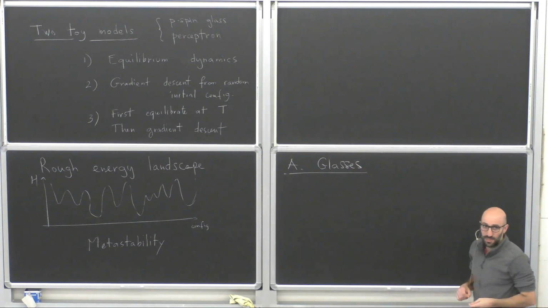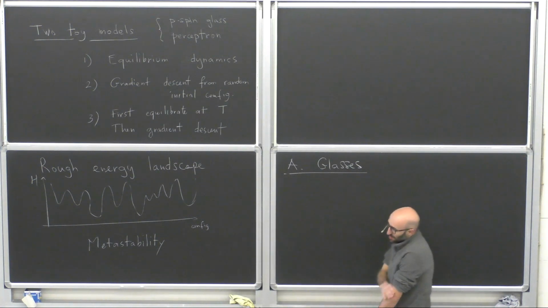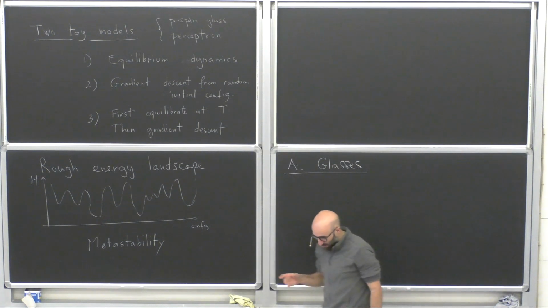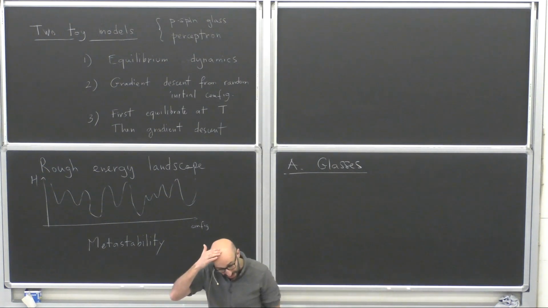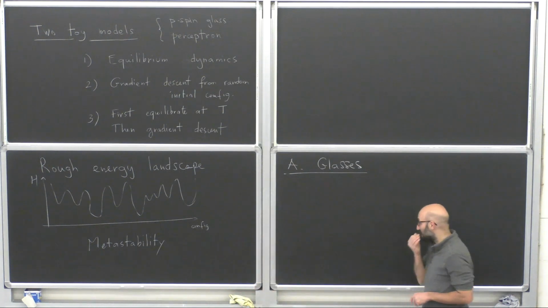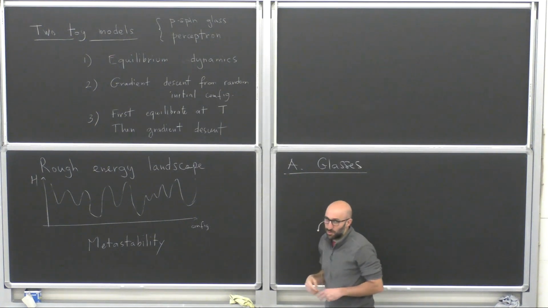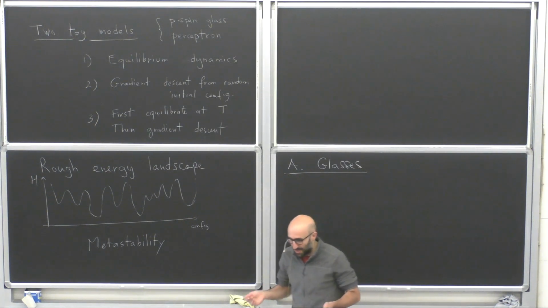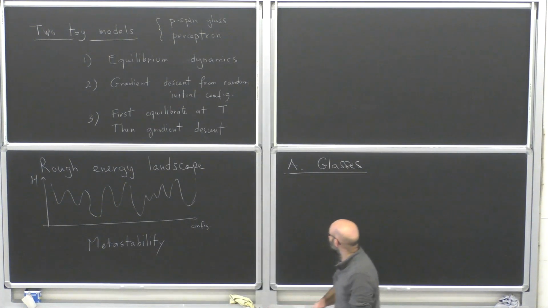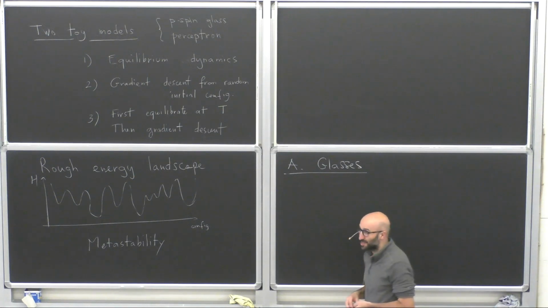So when I say glasses, I mean window glasses, for example. Glasses are everywhere, let's say. Many, actually probably most solids around us are glasses. But when you study material science or the structure of matter, you typically think of solids as crystals.